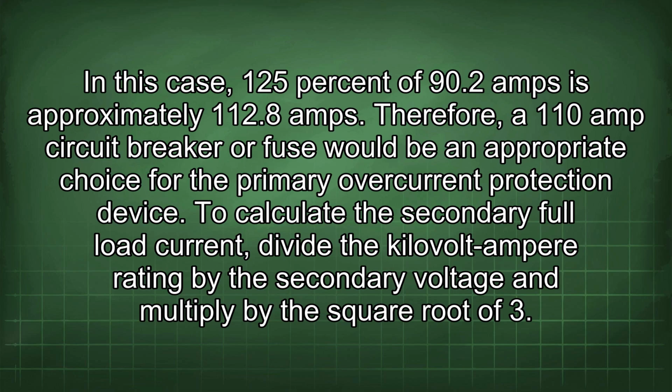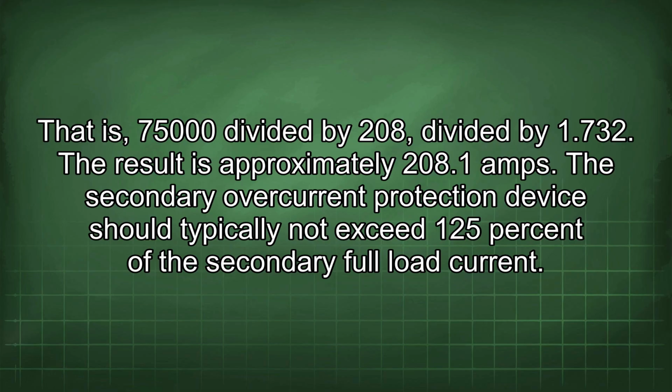To calculate the secondary full load current, divide the kilovolt-ampere rating by the secondary voltage and multiply by the square root of 3. That is 75,000 divided by 208 divided by 1.732. The result is approximately 208.1 amps.